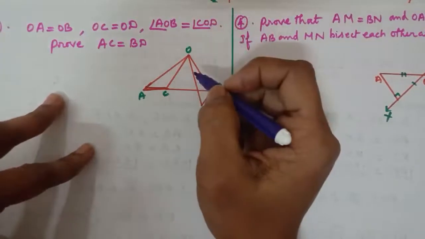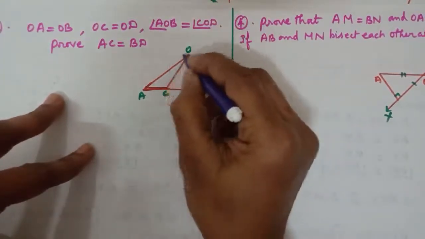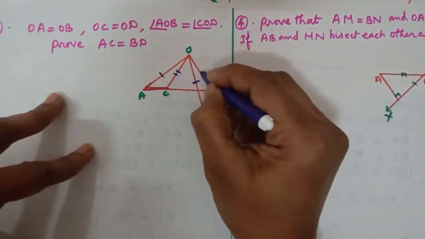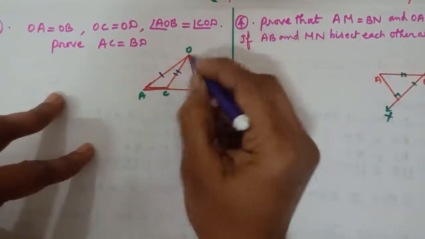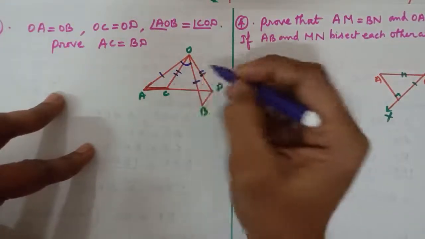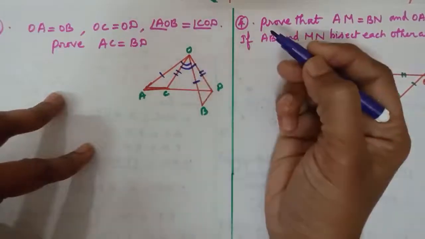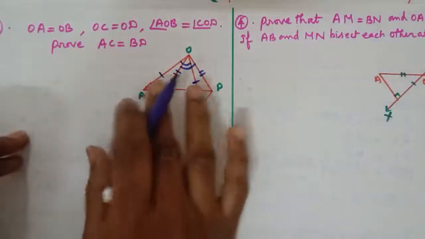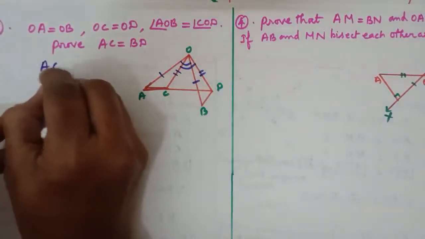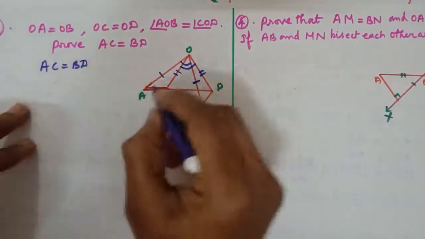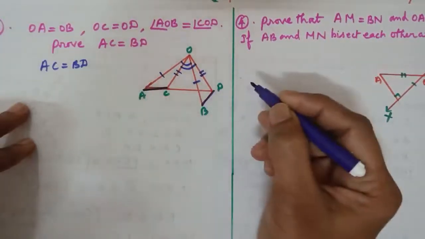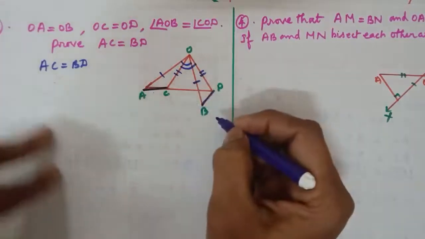Okay, OA equal to OB. Then OC equal to OD. Okay, AOB, this angle, is equal to COD, this angle. So this information is given. Now we have to prove AC is equal to BD. We have to prove these two sides are equal.